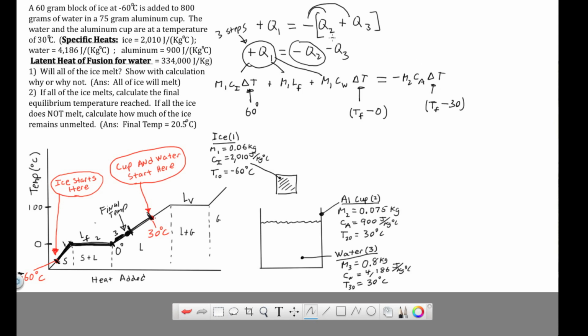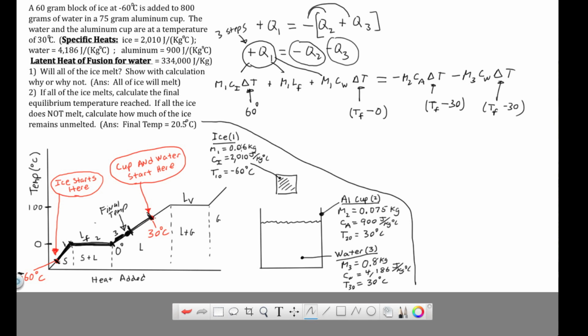All right, then on to Q3. So this will be minus M3 specific heat of water delta T. That delta T will be T final minus 30. Final minus initial. The starting temperature of the water was 30. Okay? All right, so now, let me section this off here. Okay, so now we're going to plug numbers in.